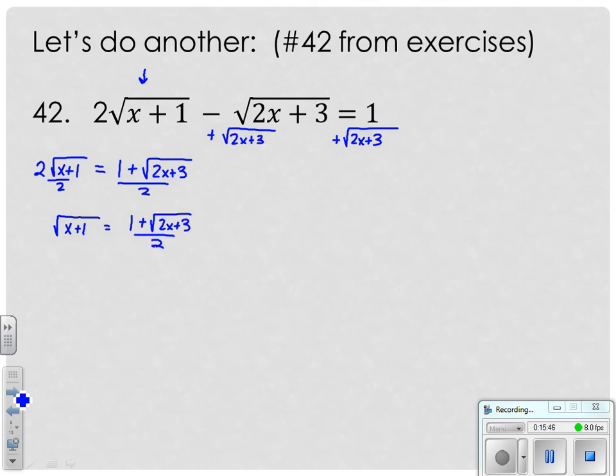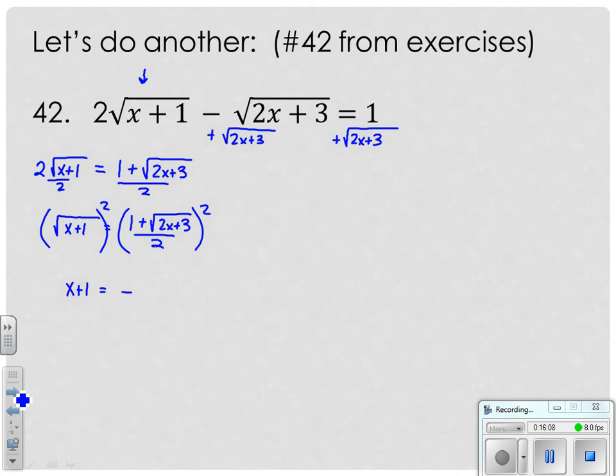I'm going to now be able to eliminate one of my radical signs. I'm going to square the left-hand side. If I square the left-hand side, I have to square the right-hand side. So let's do just that. Squaring the left-hand side gives me just x plus 1.